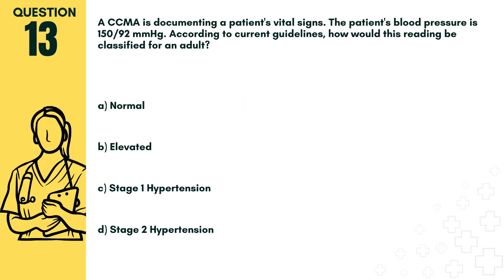Question 13. A CCMA is documenting a patient's vital signs. The patient's blood pressure is 150/92 mmHg. According to current guidelines, how would this reading be classified for an adult? A. Normal. B. Elevated. C. Stage 1 hypertension. D. Stage 2 hypertension.